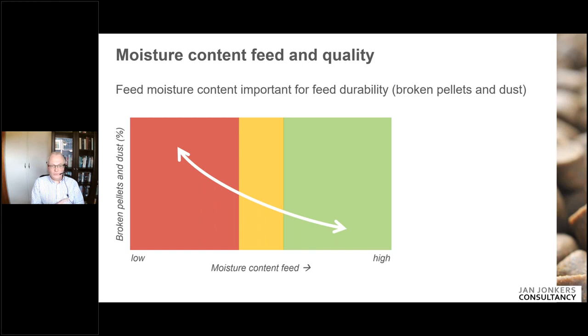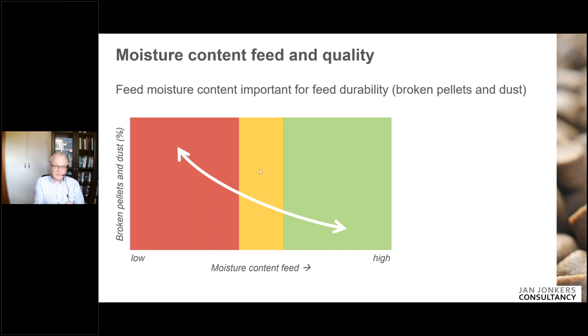So this is a nice correlation that if you increase the moisture content of the feed, then you should expect that the amount of broken pellets and dust goes down. So it's good to see if you also recognize this in your own products and to try to set some borders. So if you know what is the durability versus the moisture content, you can maybe define some areas that you need to have a minimum moisture content to have the best possible durability. So here you can do quite some optimization.